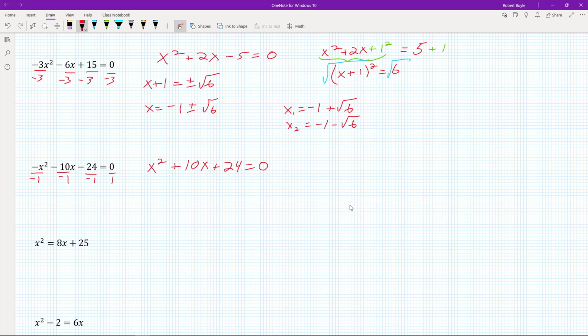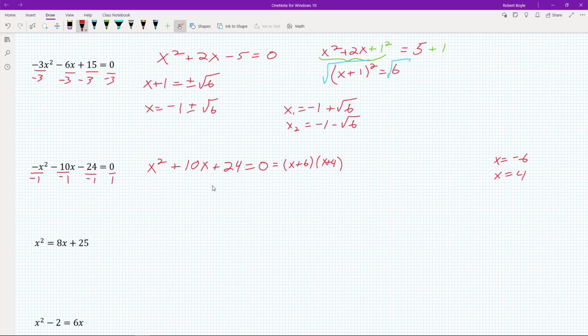Now, many of you might realize that this factors, and this actually does indeed factor to x plus 6 times x plus 4. And that tells us that our solutions should be x is equal to negative 6 and x is equal to negative 4. But let's go ahead and complete the square and see if we can get the exact same thing. So we've done step 1.